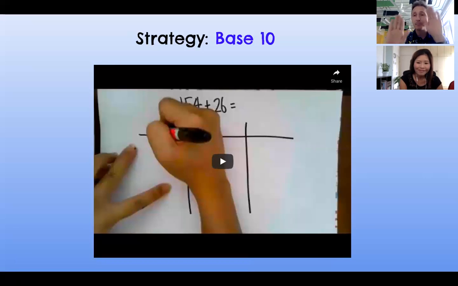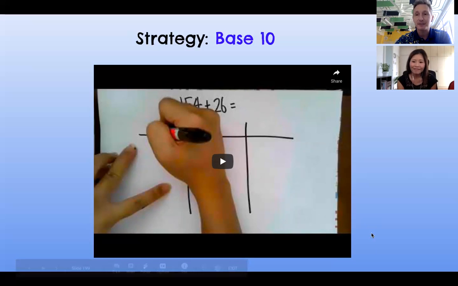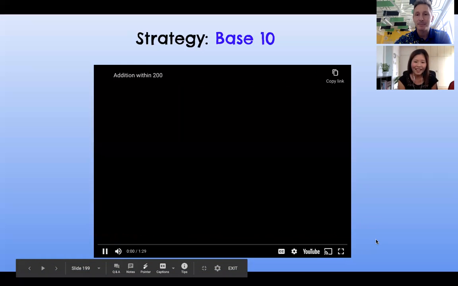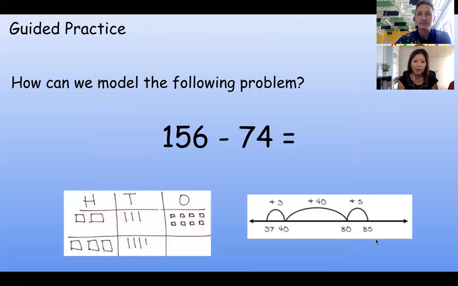Really nice. I think the base 10 mat, the hundreds, the tens, and the ones, when we draw that out, it makes it really clear for us to see your thinking and to see what numbers you are adding together. Very nice job, Miss Yuka. Thank you. Okay. All right, let's move on to our second problem.